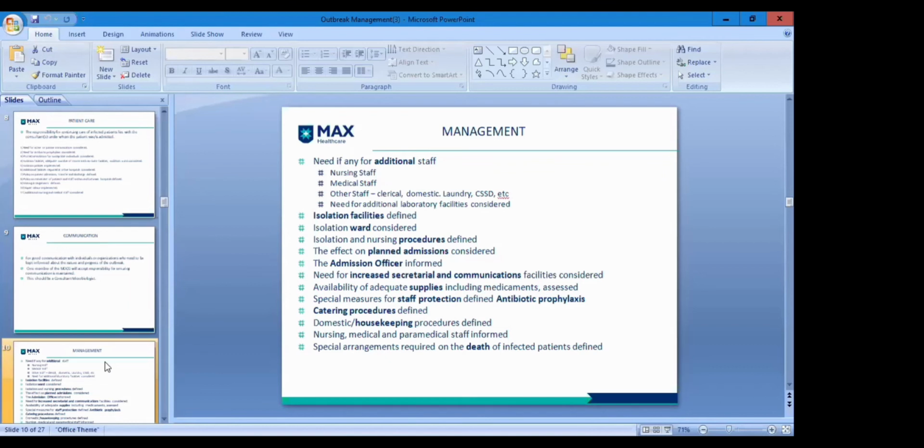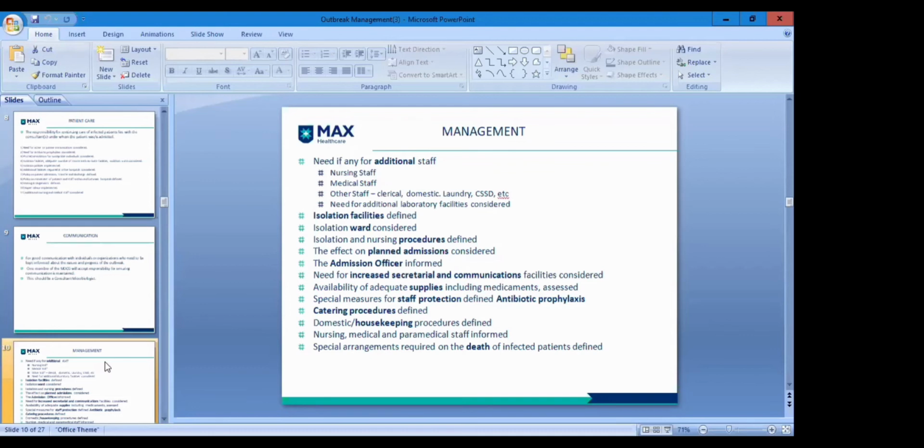So this is how the management of any outbreak needs to be planned. Consider the effect of planned admissions. I can take only infectious patients of tuberculosis, say, if I take an example, I can take only 5 tuberculosis patients in my hospital because I have 5 negative isolation rooms where my patients can be taken. So that is called planned admissions.